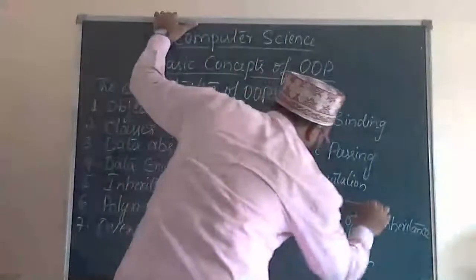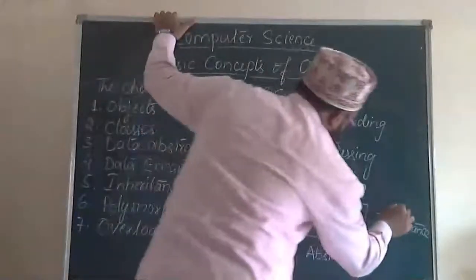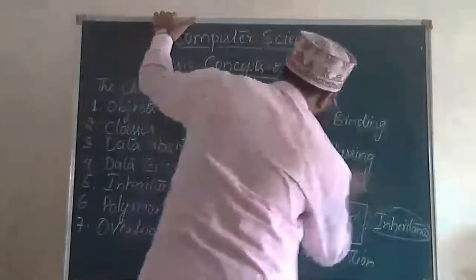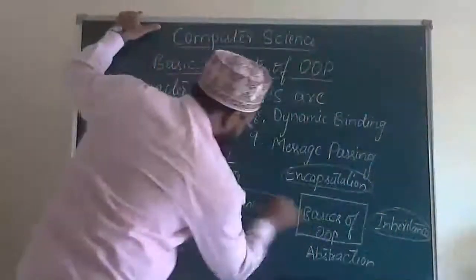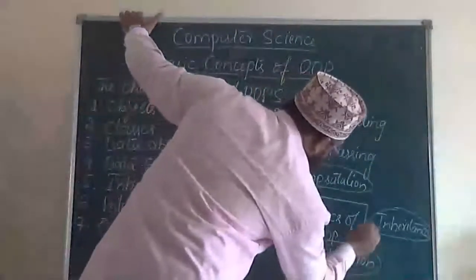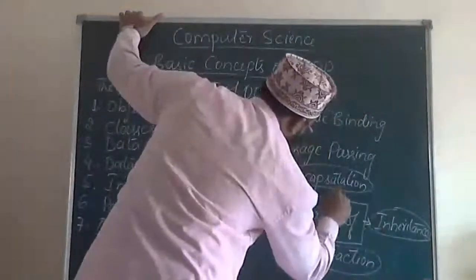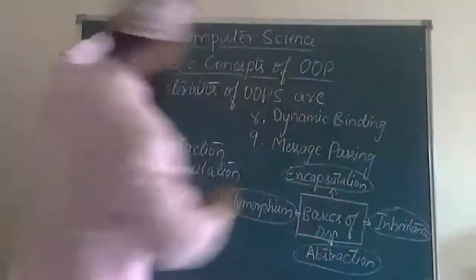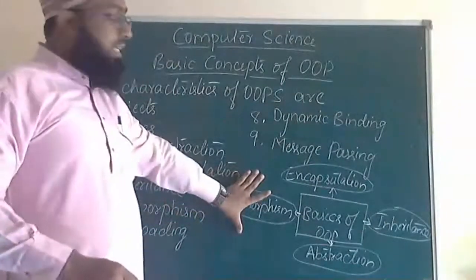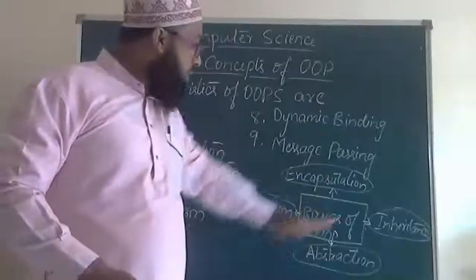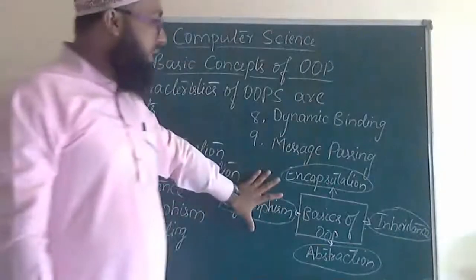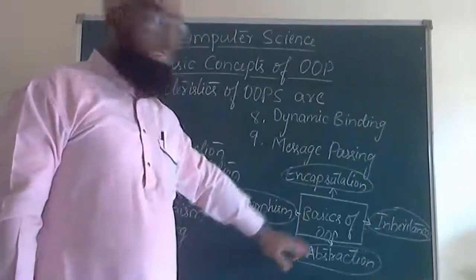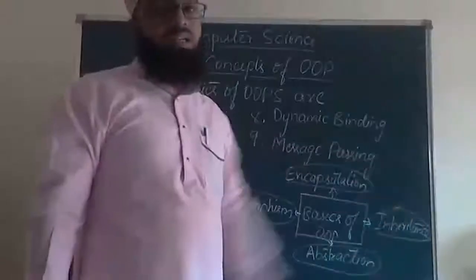So the basics of OOPs include all these things. One is inheritance, the next is encapsulation, then polymorphism, then abstraction. The arrows are connected like this. The characteristics of OOPs can be called the basics of OOPs. They can be represented by a sketch like this: basics of OOPs related to encapsulation, related to abstraction, related to polymorphism, and related to inheritance.